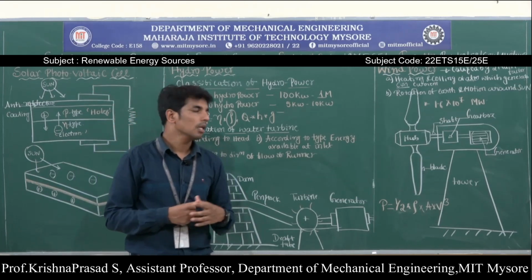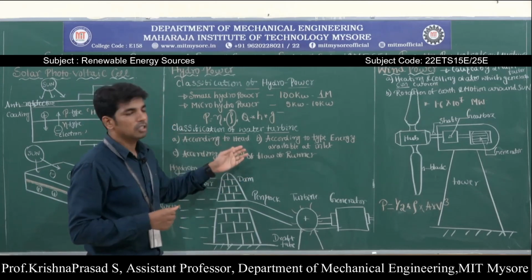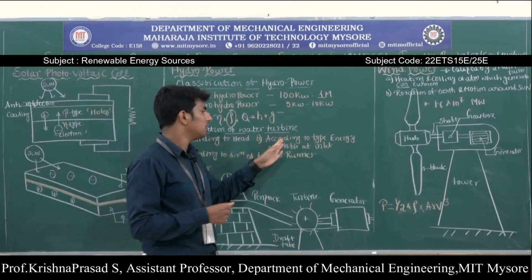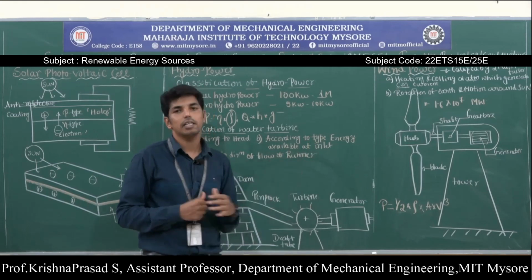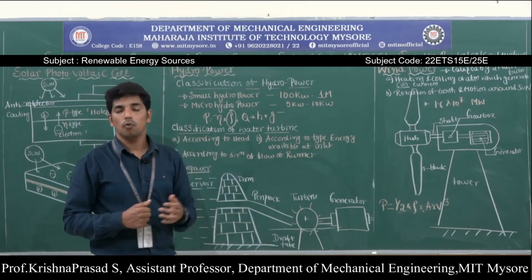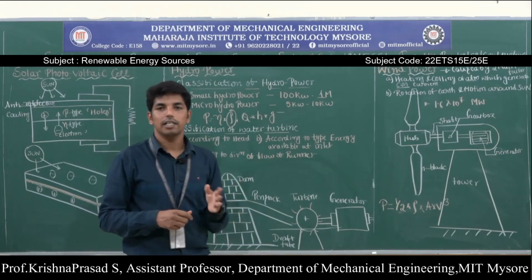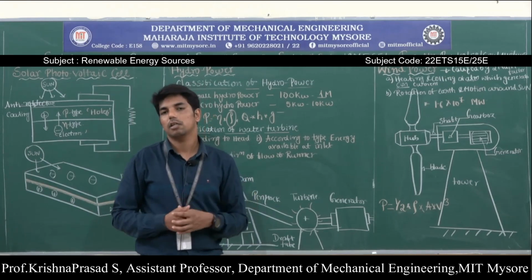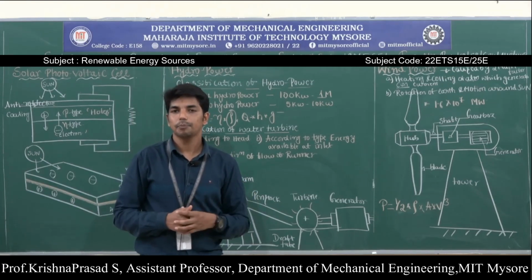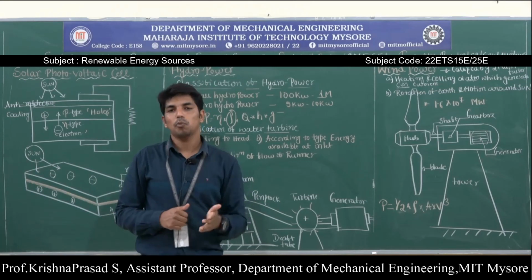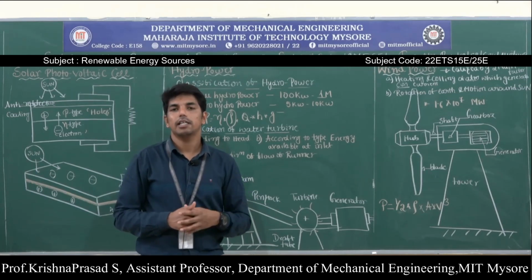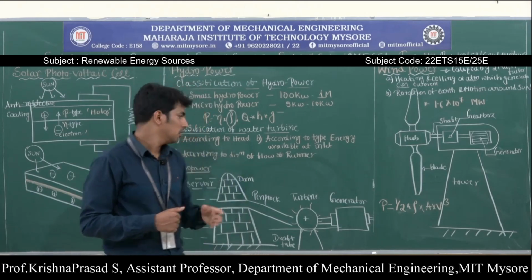Similarly, water turbines are also classified according to the type of energy available at the inlet of the turbine. If only kinetic energy is available at the inlet of the turbine, then those kinds of turbines are called impulse turbines. Similarly, if both potential and kinetic energy are available at the inlet of the turbine, then it is called a reaction turbine.